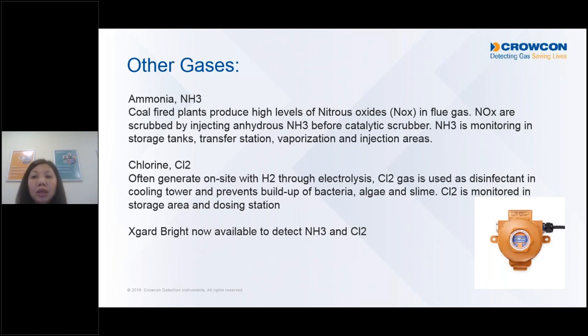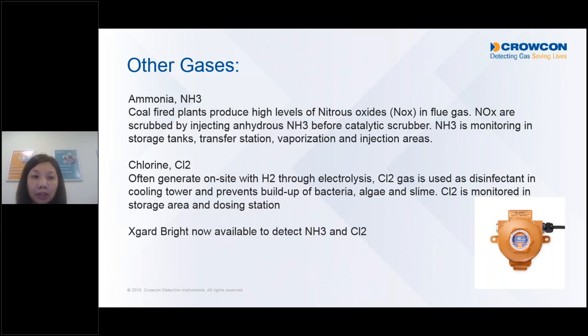Okay, so it is actually stored in tanks, but you have to monitor ammonia because when it's in high concentration, it's a flammable gas and it's very, very toxic. Okay, so ammonia monitoring is common around storage areas, transportation, vaporization, and injection areas.